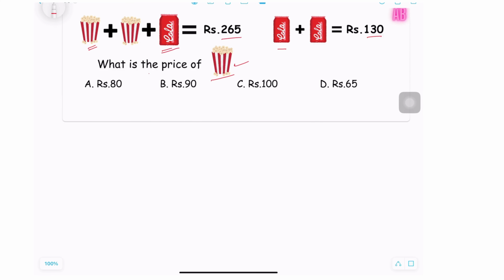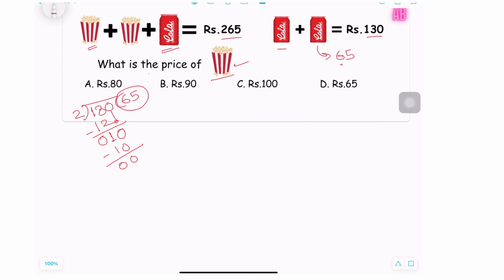Okay, so let's start solving this. So 2 cans of cola is rupees 130. So what will be the price of 1 can of cola? It will be half of 130. How to get half of 130? We will simply divide it by 2. 2 6s are 12, and then we will subtract. So 3 minus 2 is 1. We will bring this 0 down. 1 minus 1 is anyway 0. So 2 5s are 10 minus 10 is 0. Okay, so the price of 1 can is rupees 65.